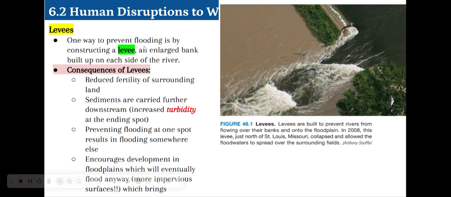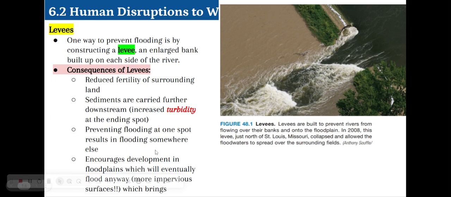So one way to prevent flooding is to construct something called a levee, which is an enlarged bank built up on each side of a river. The consequence of this is it reduces the fertility of surrounding land because you don't have it flooding with nutrients. The sediments are carried further downstream. Therefore, we're increasing the turbidity, which is the cloudiness at the ending spot. We're preventing flooding at one spot, but it's going to result in flooding somewhere else.